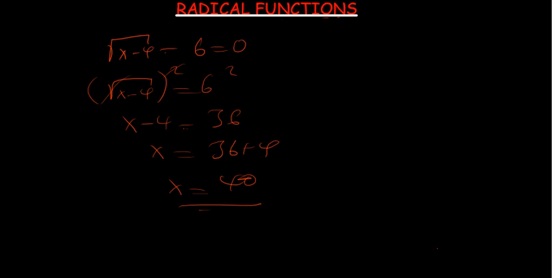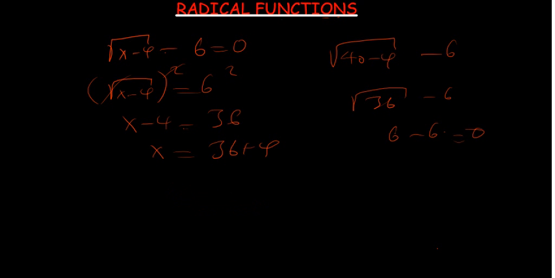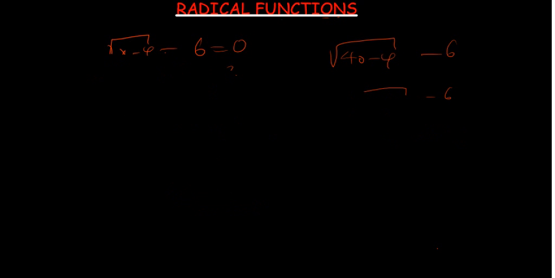So we can actually confirm that if we say root of 40 minus 4 minus 6. Root of 40 minus 4 is the same as root of 36 minus 6. The root of 36 is 6. 6 minus 6 is 0. So which confirms our equation. So that is how we can solve such a basic one.